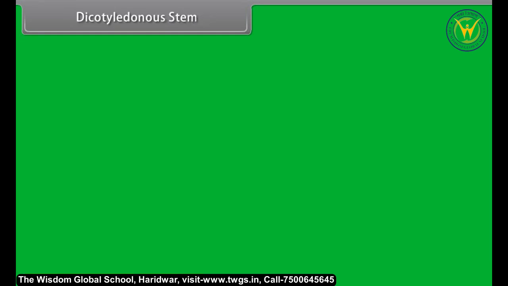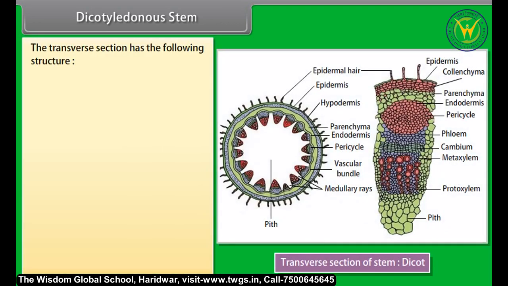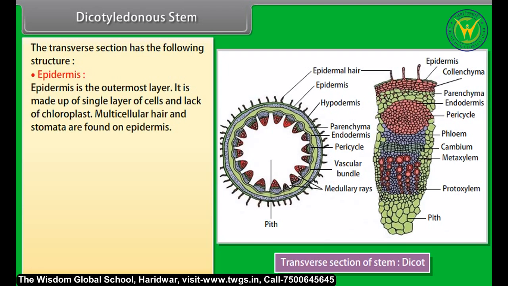Dicotyledonous stem. The transverse section has the following structure. Epidermis. Epidermis is the outermost layer of the stem. It is made up of a single layer of cells and lacks chloroplasts. Multicellular hair and stomata are found on the epidermis.